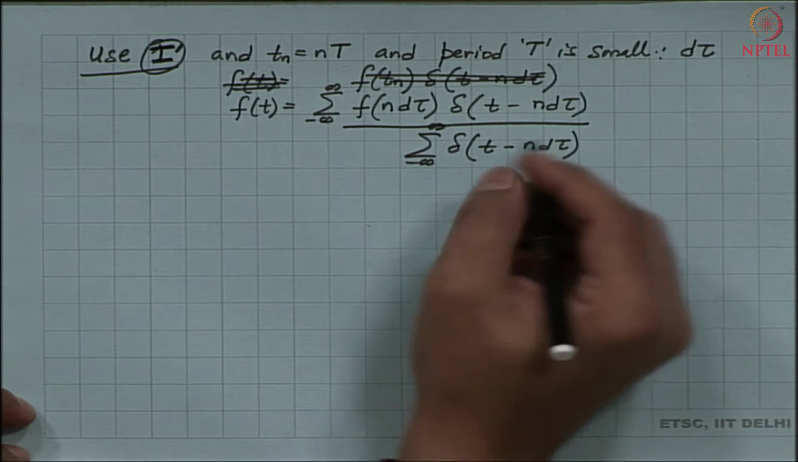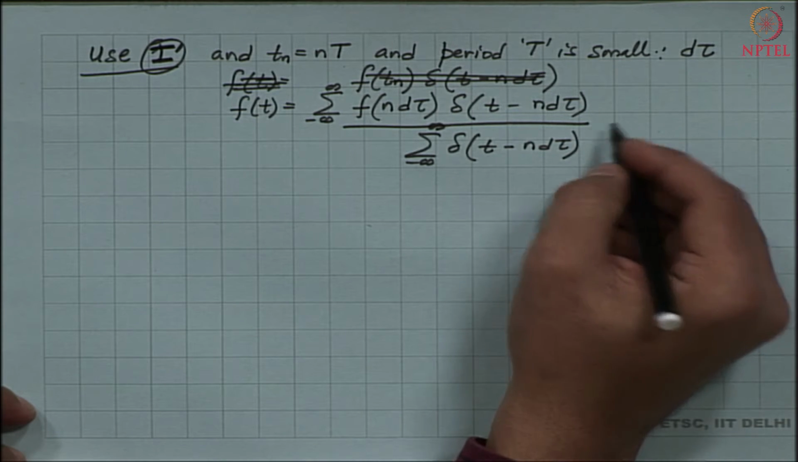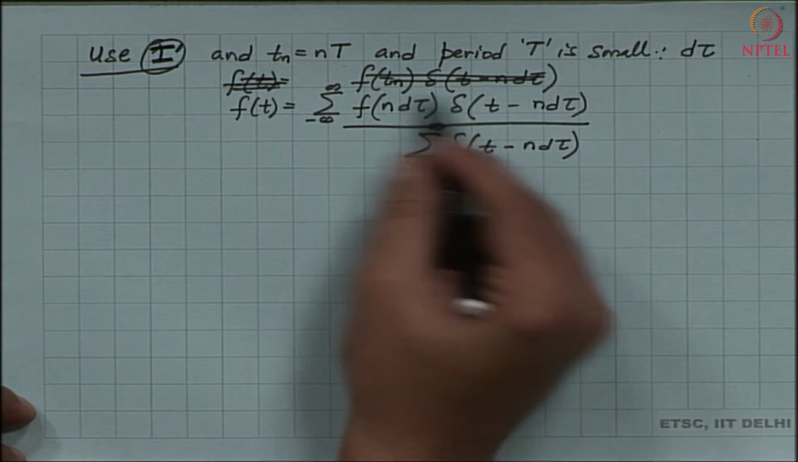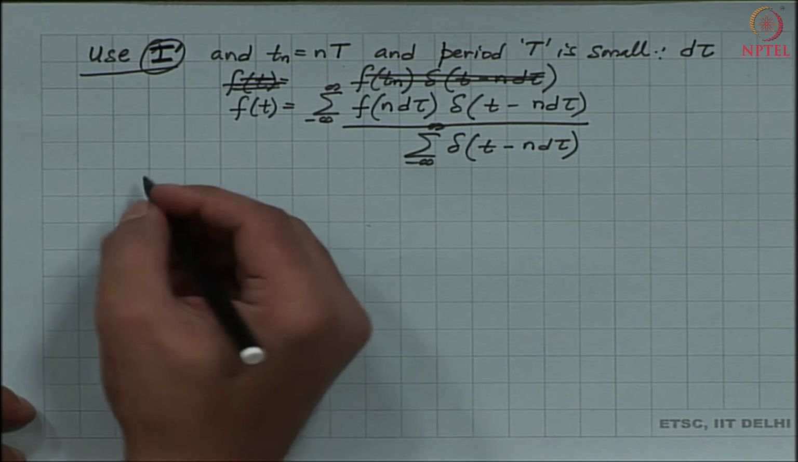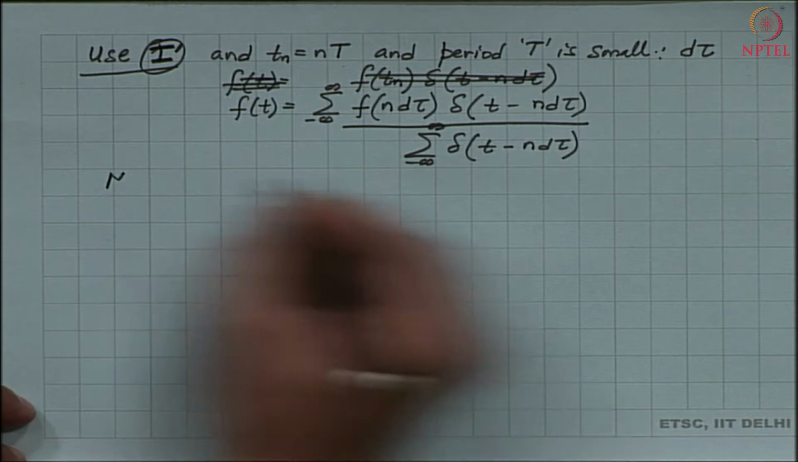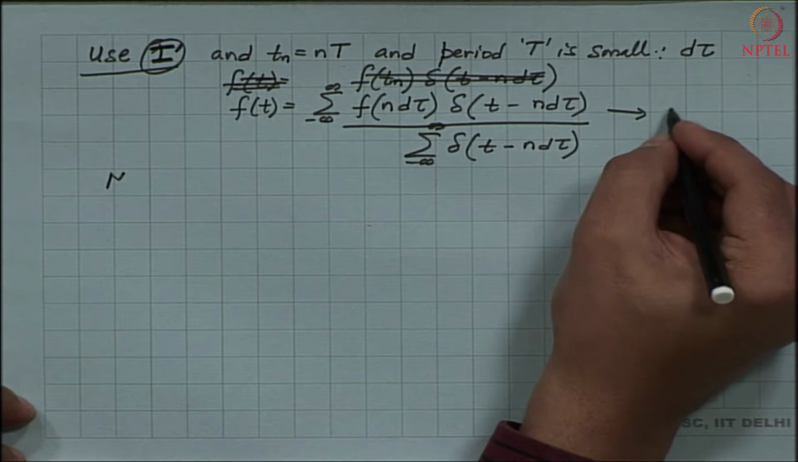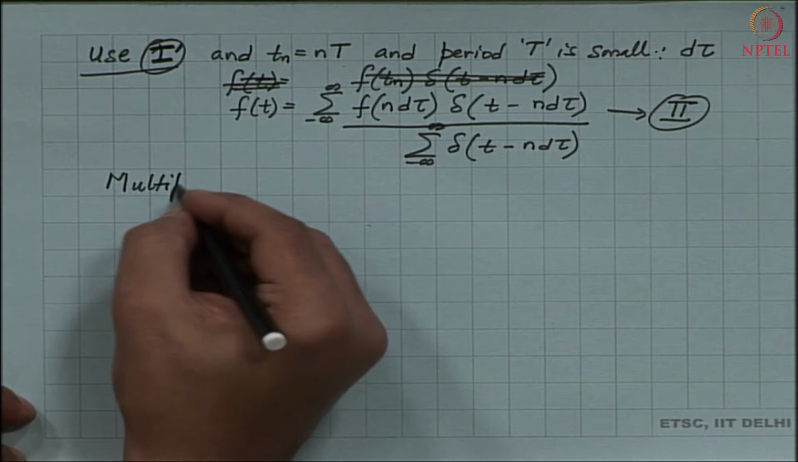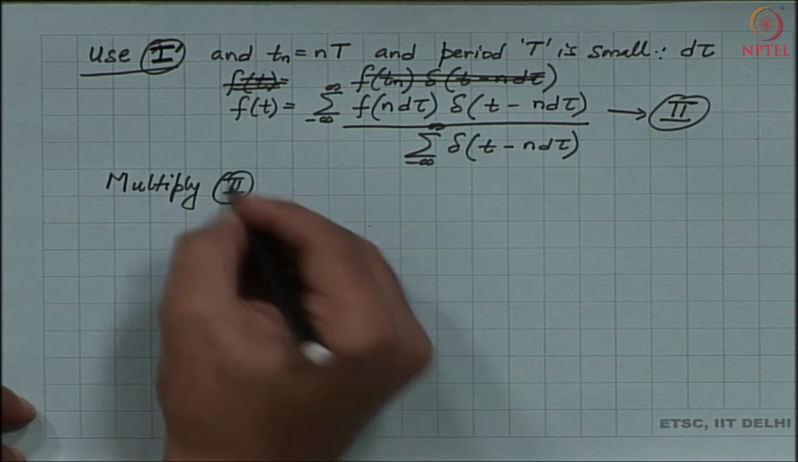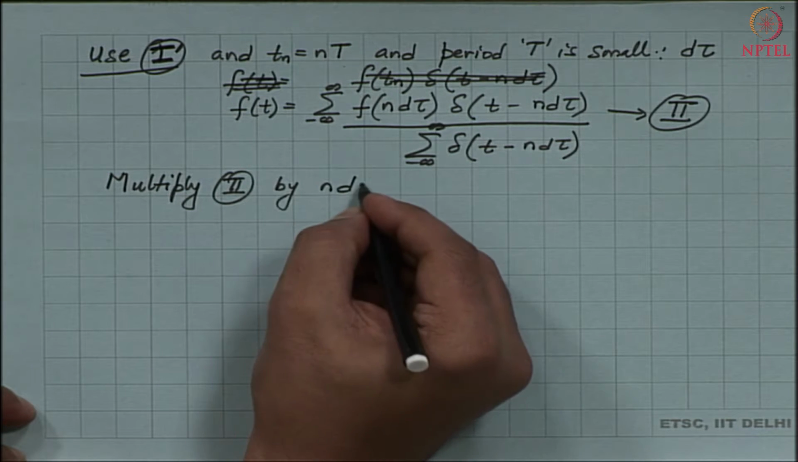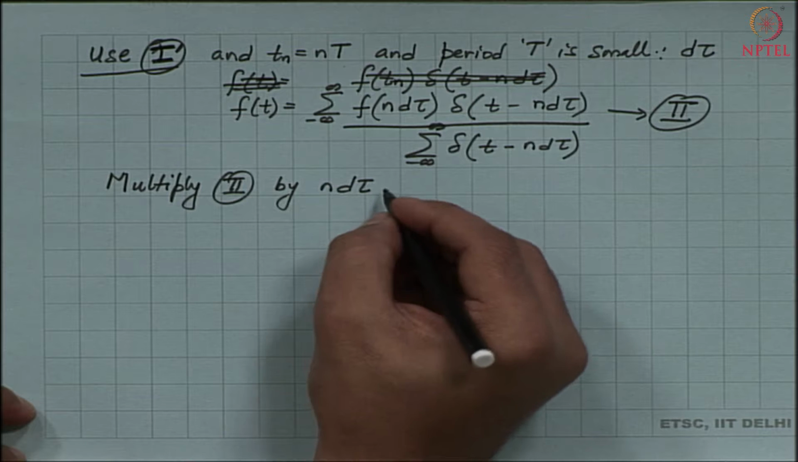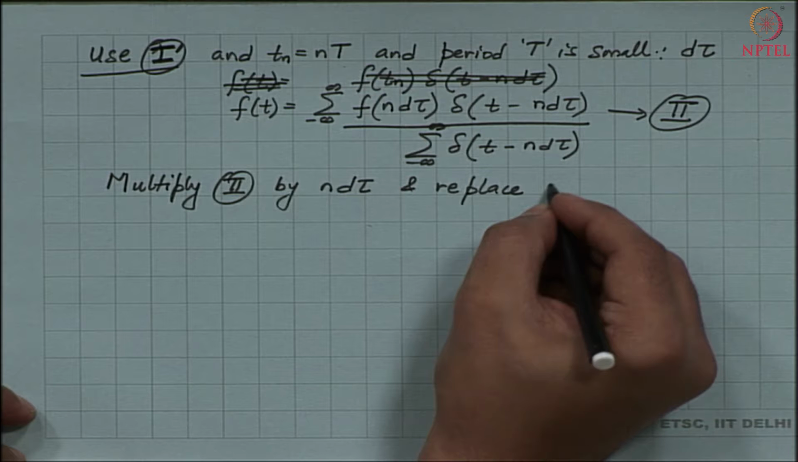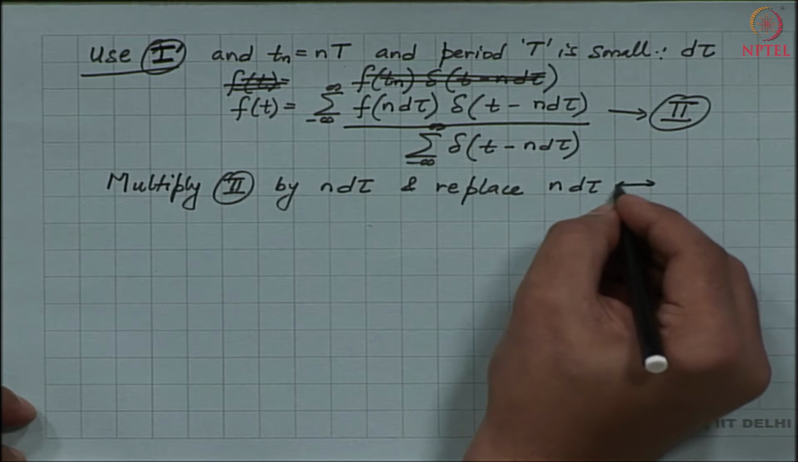So, I see that, so let me, so that is what we have from 1. Then next, let me call this my expression 2. I am going to multiply 2 by n d tau, and I am going to replace n d tau by the variable d tau.